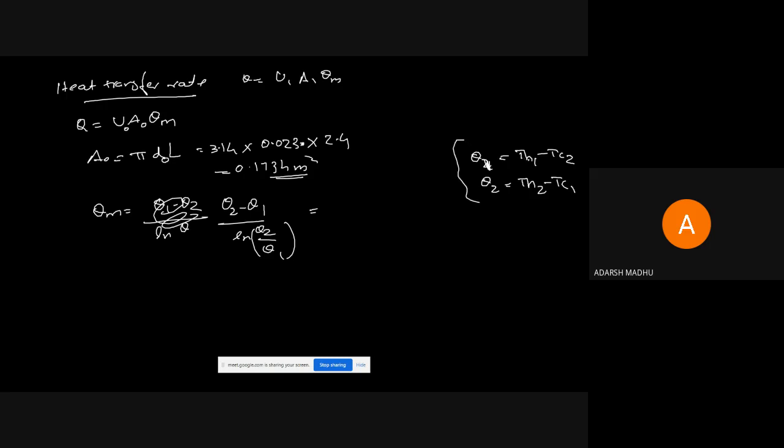So theta 1 will be 75 minus 30, and theta 2 will be 60 minus 20. Find the value of theta m using this equation for counterflow, and the value of theta m will be 42.45 degrees Celsius.